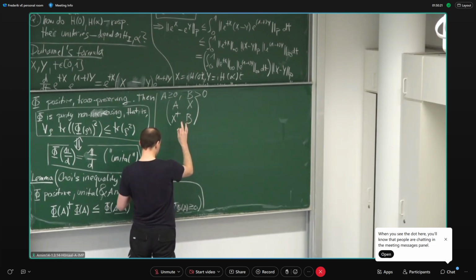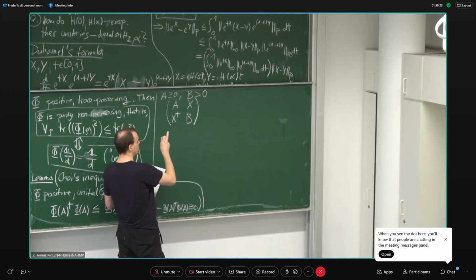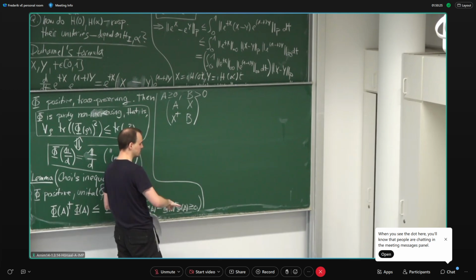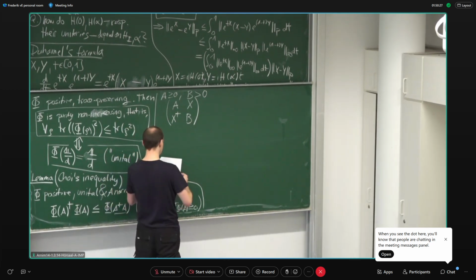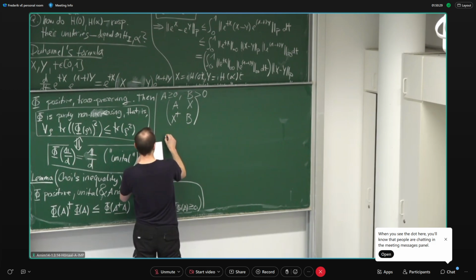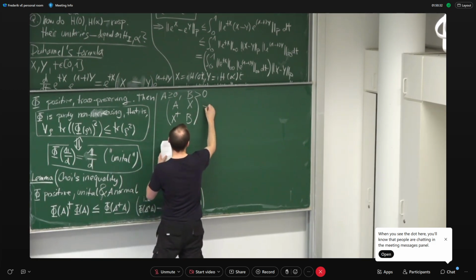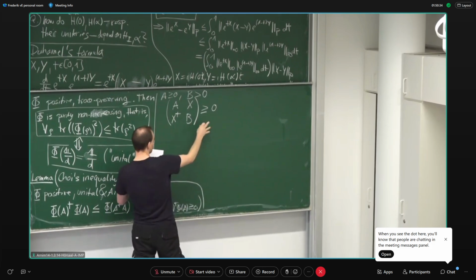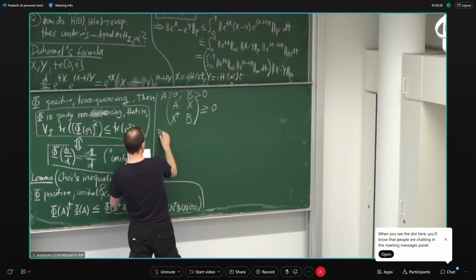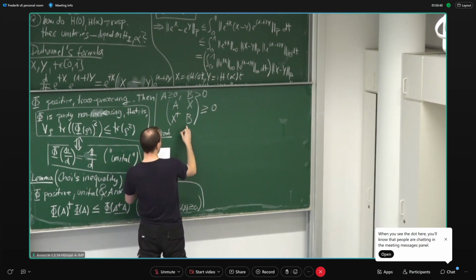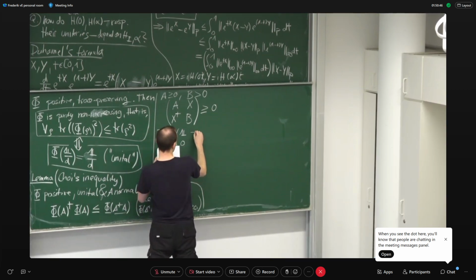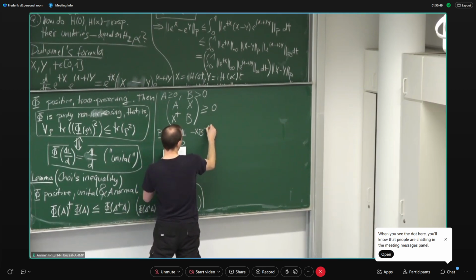Okay, so the main tool is this, and the way to prove this, I think that's the most interesting part about this tutorial result here. The statement is that this is positive. And the way to see this is to use a similarity transformation. So we apply this matrix from the left.